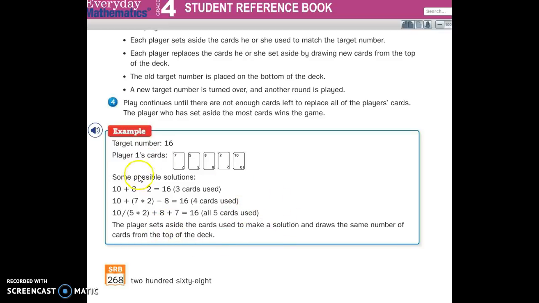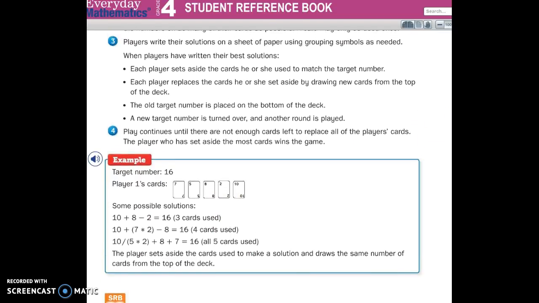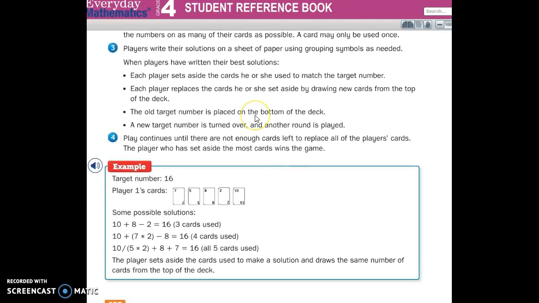So when you have that, you're going to write that equation on a piece of paper just so you can keep track of it, and people can see that as well so that you can check each other's work. And then you're going to set those cards you use off to the side. So if I used the 10, 8, and 2 to get 16, I'm going to set those to the side.